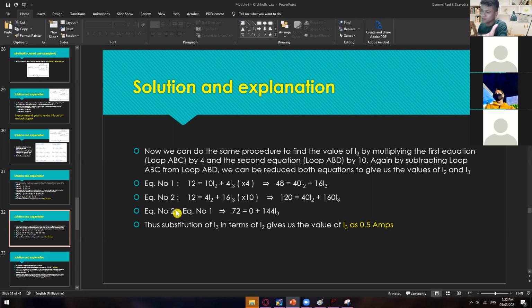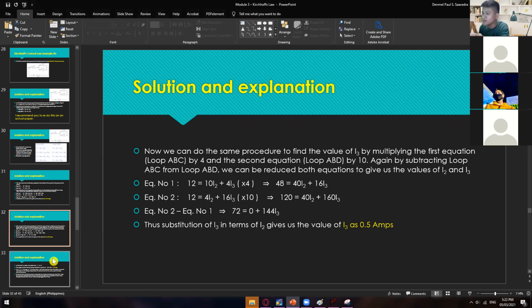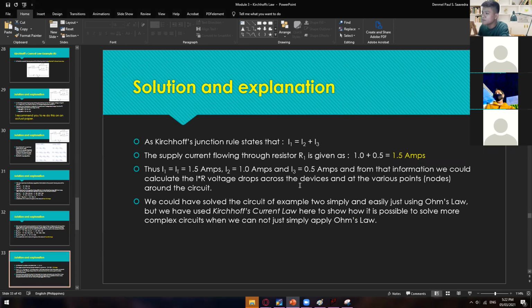So you can also message me to show your solution if you want me to check whether you're really doing the correct process or not. Okay. Anyway, so from there we can now get the value of your currents.